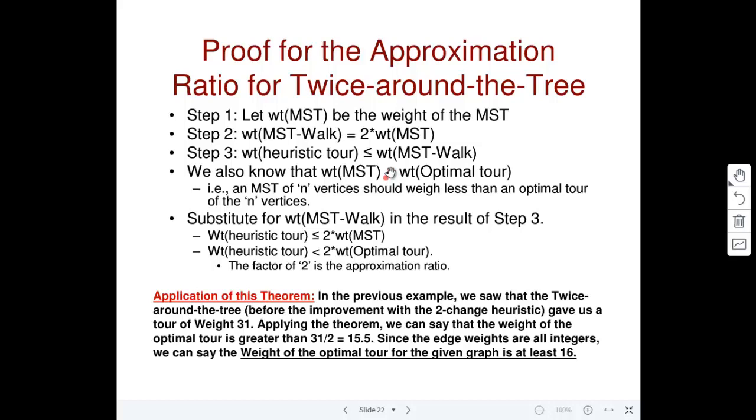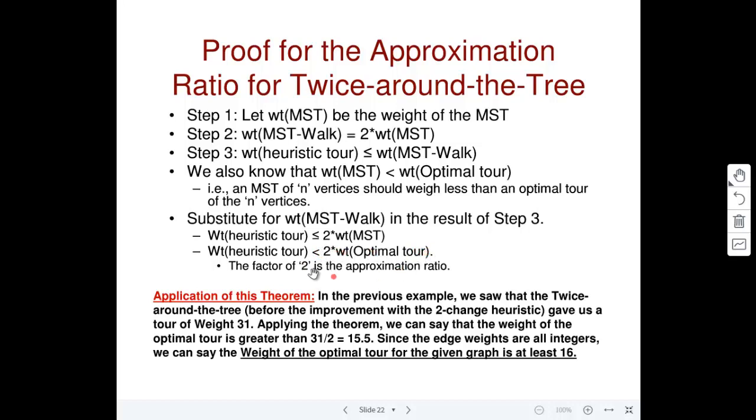When you replace this with this inequality, the equal sign will go away and it will simply be less than twice the weight of the optimal tour. So that's what you have to be very careful about. It's not even equal to, because the weight of the minimum spanning tree is going to be less than the weight of the optimal tour. So when you replace this with the 2, you remove the equal sign and say the weight of the heuristic based tour is less than twice the weight of the optimal tour.